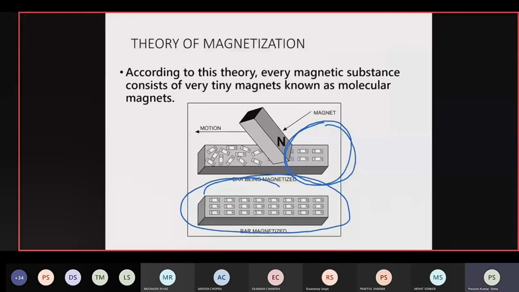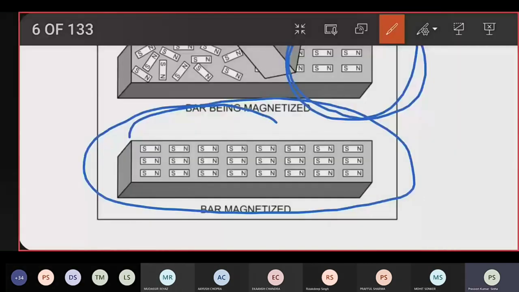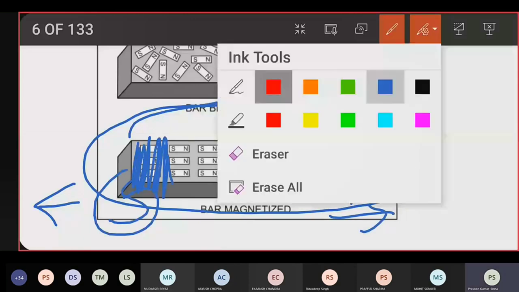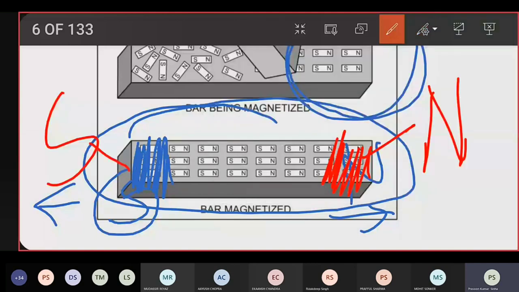So the combined effect, as you can see, all of them are north on this side, and all of them are south on this side. So this end becomes the blue end, and this side becomes the red end. And we start calling it the North Pole. This we start calling the South Pole. Why? Because when you hang it suspended, this end will go and point to the north.